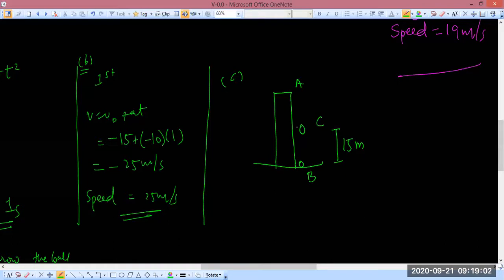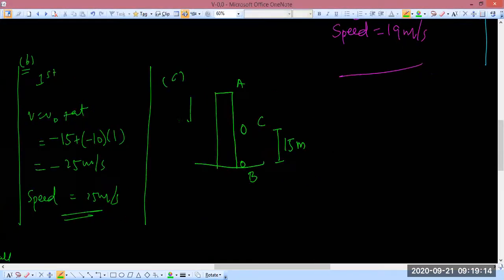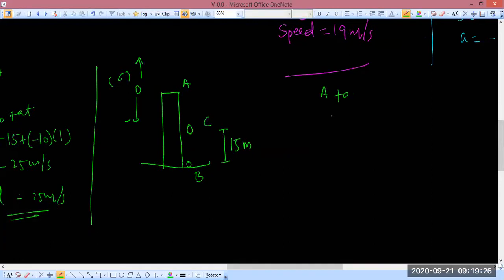Okay, root 150 it will be, yes. All right, let's check. First of all, this is the diagram. As usual, downwards negative, upwards positive, origin. We are going to talk about the motion from A to C. You can also do it from C to B, I don't mind. It's possible to do it either way, but here I'm going to do it like this.